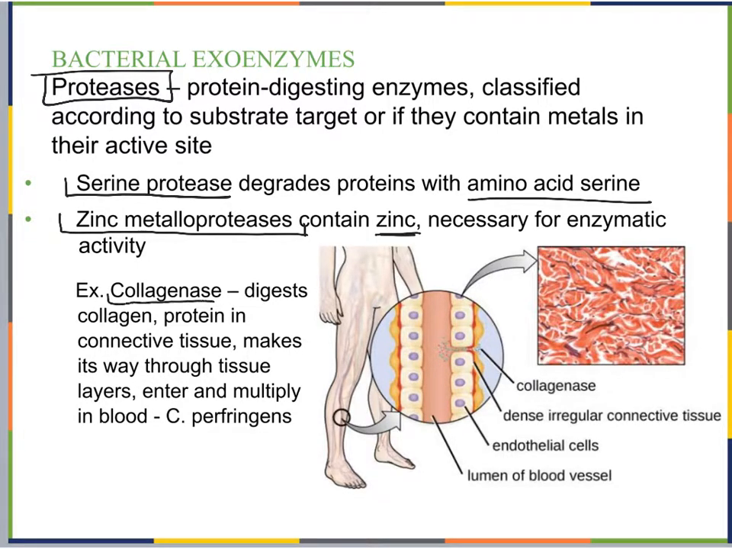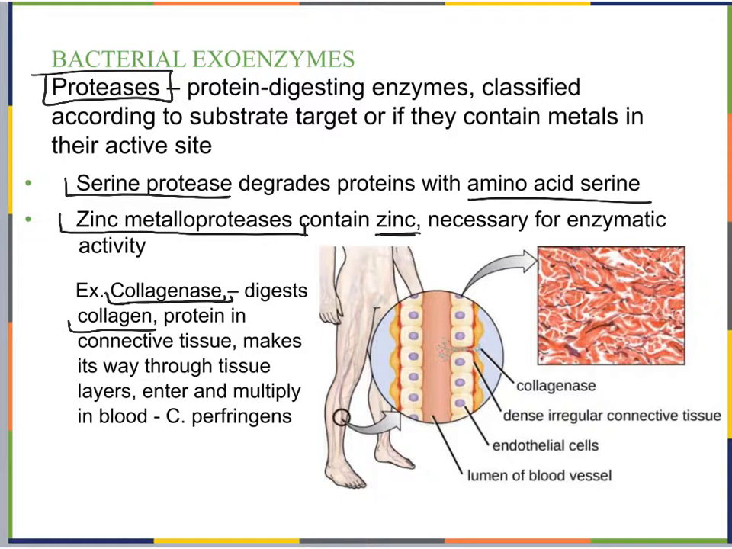Another example is collagenase. Collagenase is going to digest collagen. Remember, collagen is our connective tissue. We have a lot of collagen between our cells, and a lot of collagen connecting different types of tissues together. So this is a protein within these connective tissues, and if an organism is able to make collagenase, then it can make its way through those tissue layers.